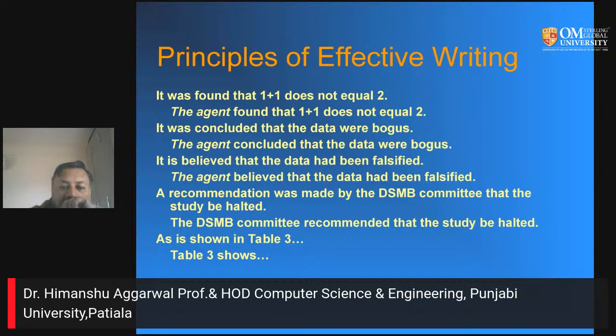It is believed that data had been falsified. The agent believed that the data had been falsified. A recommendation was made by DSMB committee that the study was halted. The DSMB committee recommended that a study be halted. So as shown in table 3, instead of writing this, you write table 3 shows. Yes, next please.